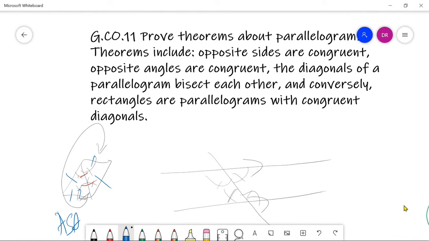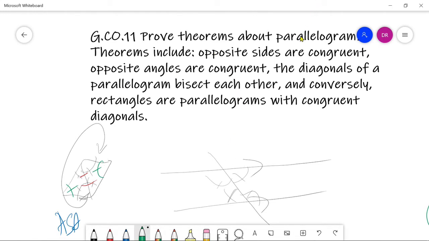And then we can also say that opposite angles are congruent too. We can say that this angle is congruent to that angle because of CPCTC, corresponding parts of congruent triangles are congruent. And then this angle is congruent to that angle because of the addition postulate, since these two are the same, when added together, they should be the same. So now we've proved that opposite sides and angles are congruent.